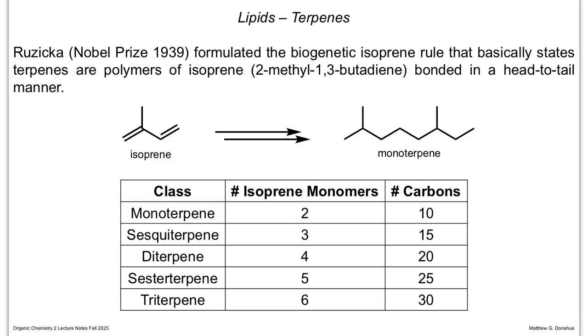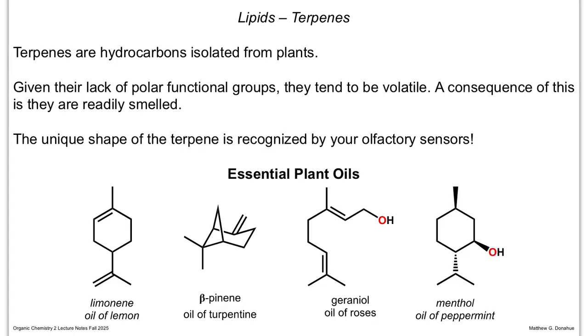So the things you're smelling are basically essential plant oils. So if you're into aromatherapy and that sort of thing, there are stores where you can buy these oils. You can make your own perfumes and fragrances.